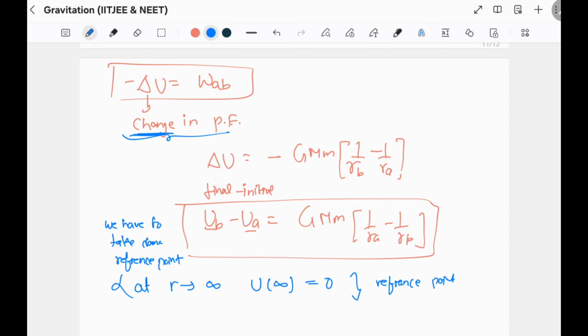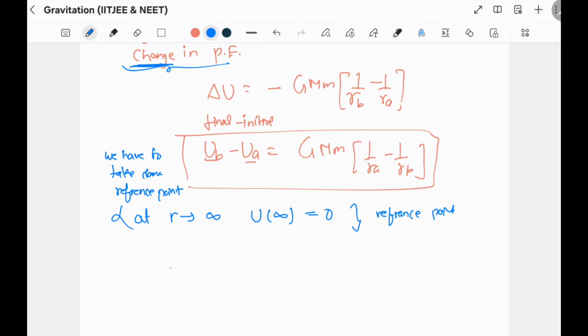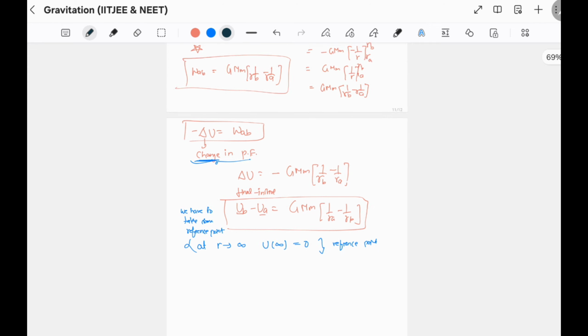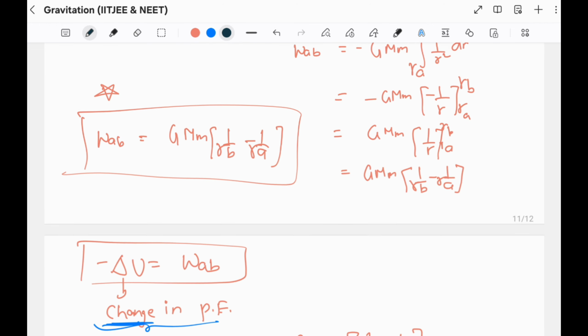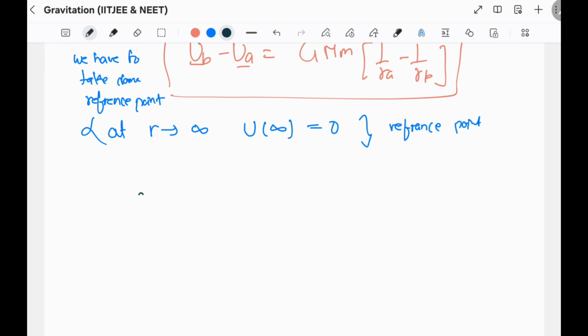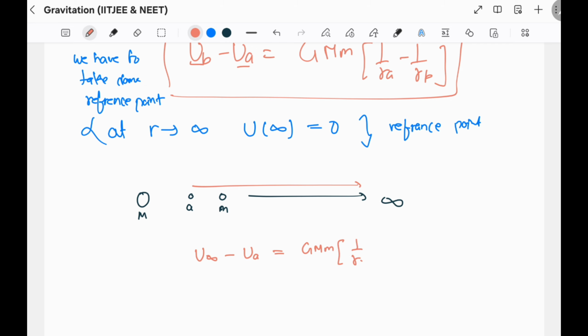Now I can say that if I am taking that same particle from A to infinity, I can show it here. If this is capital M, this is small m, and this is some point A, and I am moving this particle from A to infinity. So U at infinity minus U at A will be G capital M small m, 1 by r at A minus 1 by r at infinity.